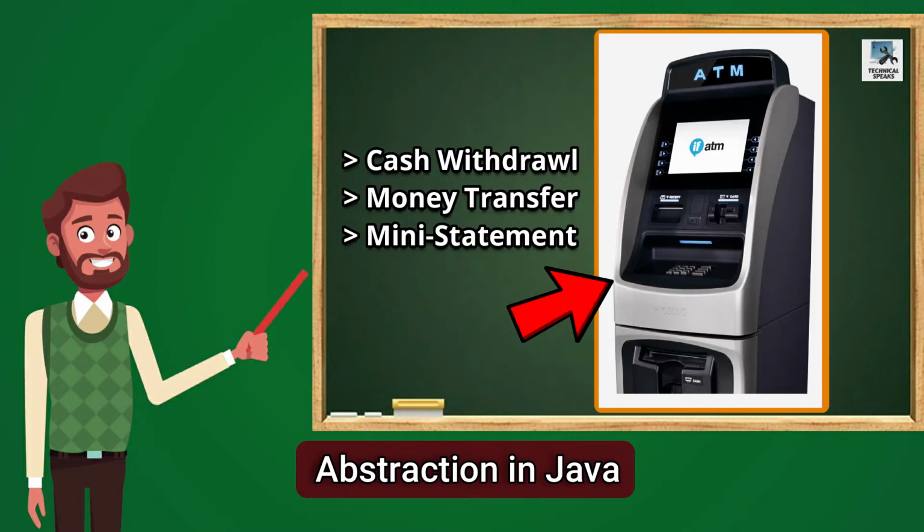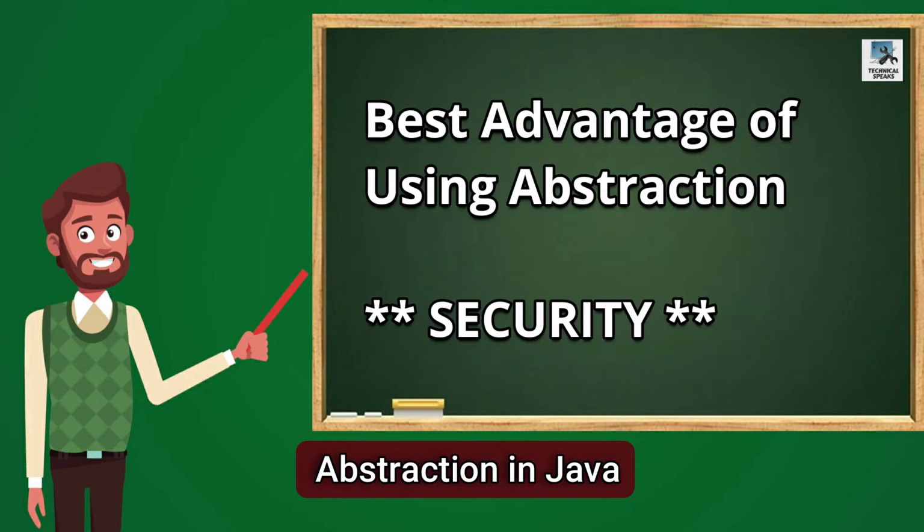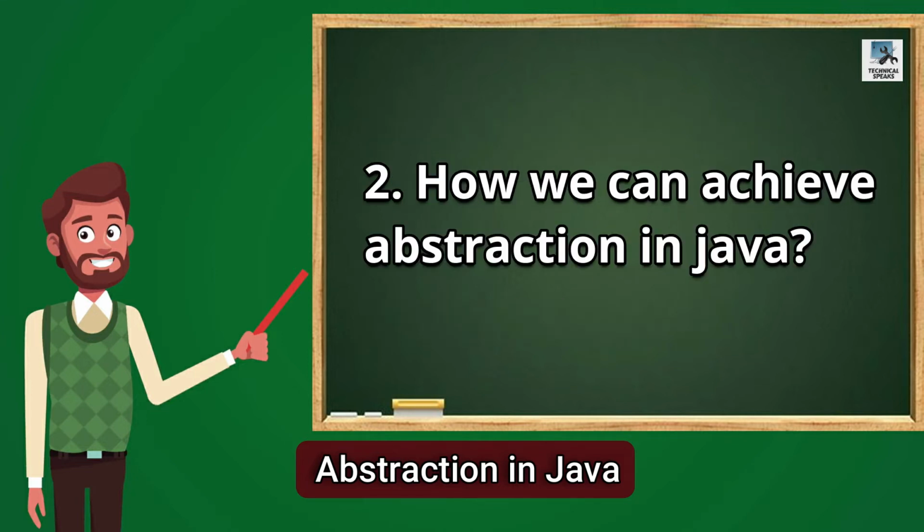For another example, we can take an ATM machine as well. We all are performing operations on the ATM machine, like cash withdrawal, money transfer, retrieving mini statements, etc. But we cannot know internal details about the ATM. Now the important advantage of using abstraction is security, as it hides all the implementation details that we saw earlier.